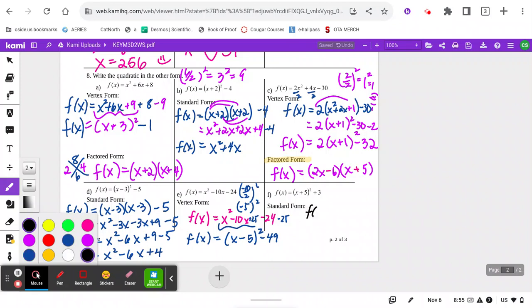Last but not least, stretch it out and FOIL it, or box method. I'm going to get x squared plus 5x plus 5x plus 25 plus that 3 chilling at the end. I'm going to be left with x squared plus 10x plus 28. And that's it. Was that good practice for you?